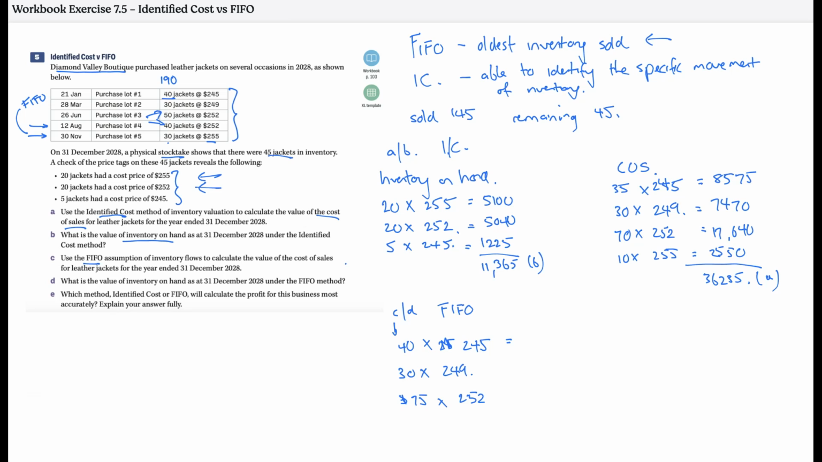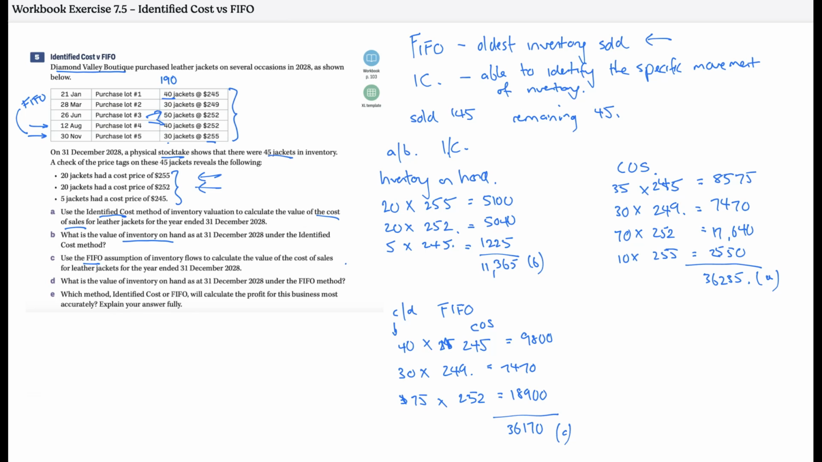40 times 245 equals 9,800. 30 times 249 equals 7,470. 75 times 252 equals $18,900, leaving us a grand total of cost of sales of $36,170. And we will come back to that number because you might be realizing the cost of sales of FIFO is different to the cost of sales of identified cost. But here we have our cost of sales.